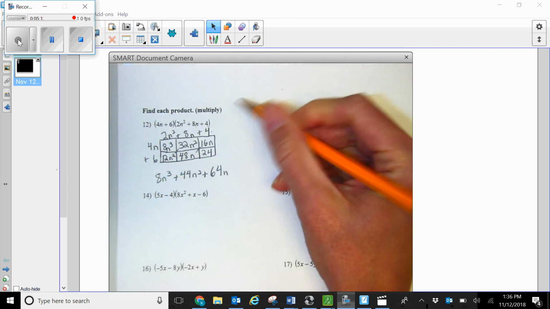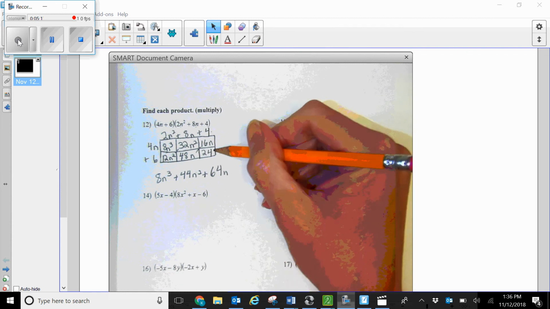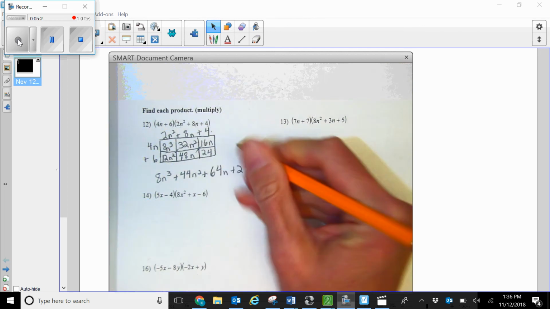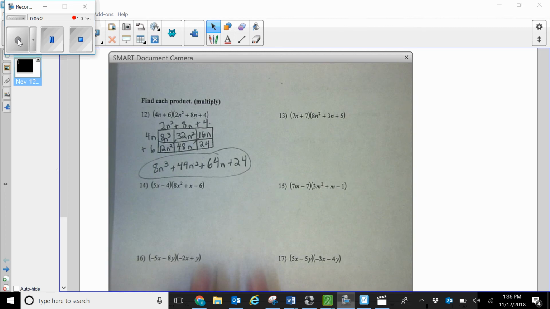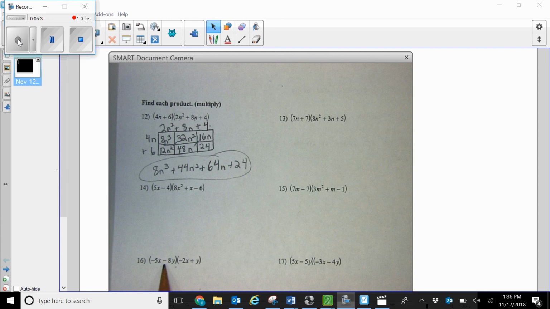And finally, my last box does not have any like terms. It's just a number, and there's no other constant terms, so plus 24. Final answer. There we go. You're going to do that with all of these. Sometimes you even have an x and a y. Be careful of negatives. Keep them. Don't just throw them away. And if you multiply x times y, don't forget it just gives you xy.